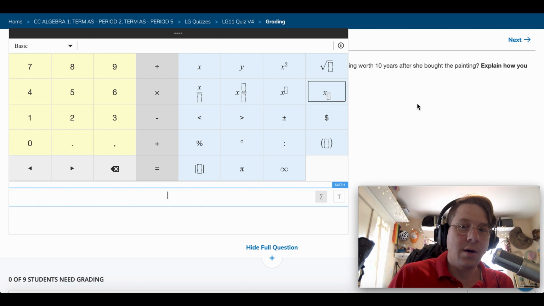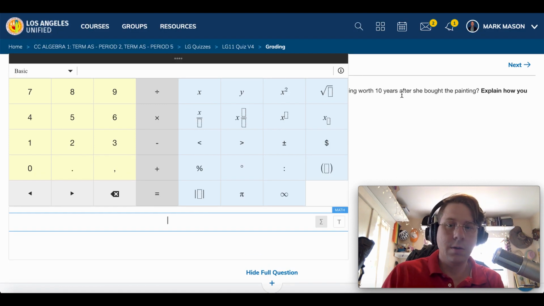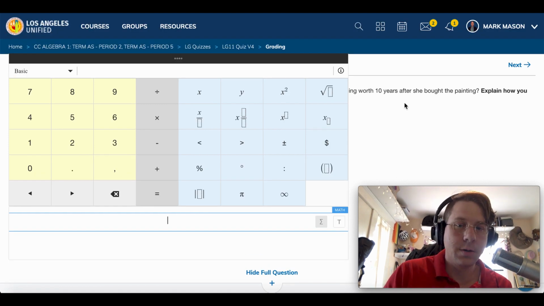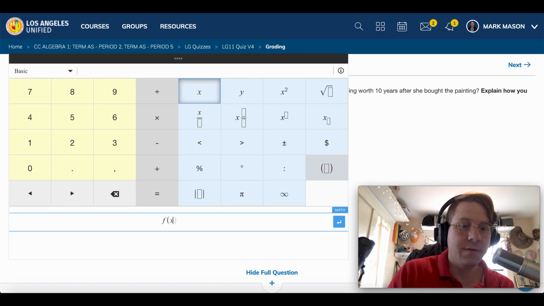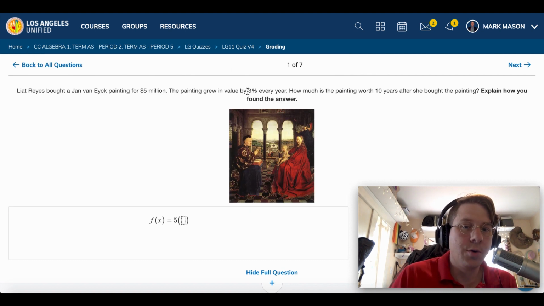So the way that all of these equations work is you start with something. In this case, it's going to be $5 million. And then you multiply by something. So f of x equals 5. So now we just need to figure out what we multiply by. So it grows in value by 3%.